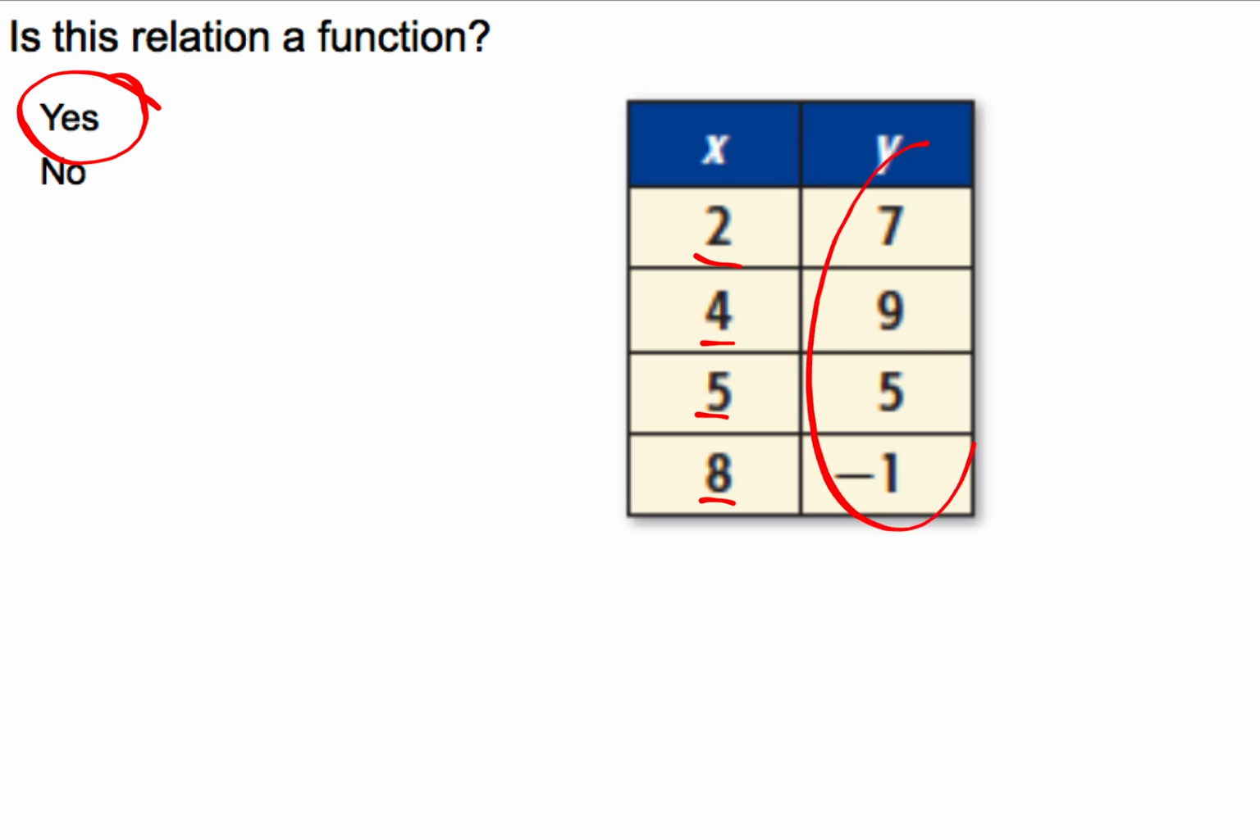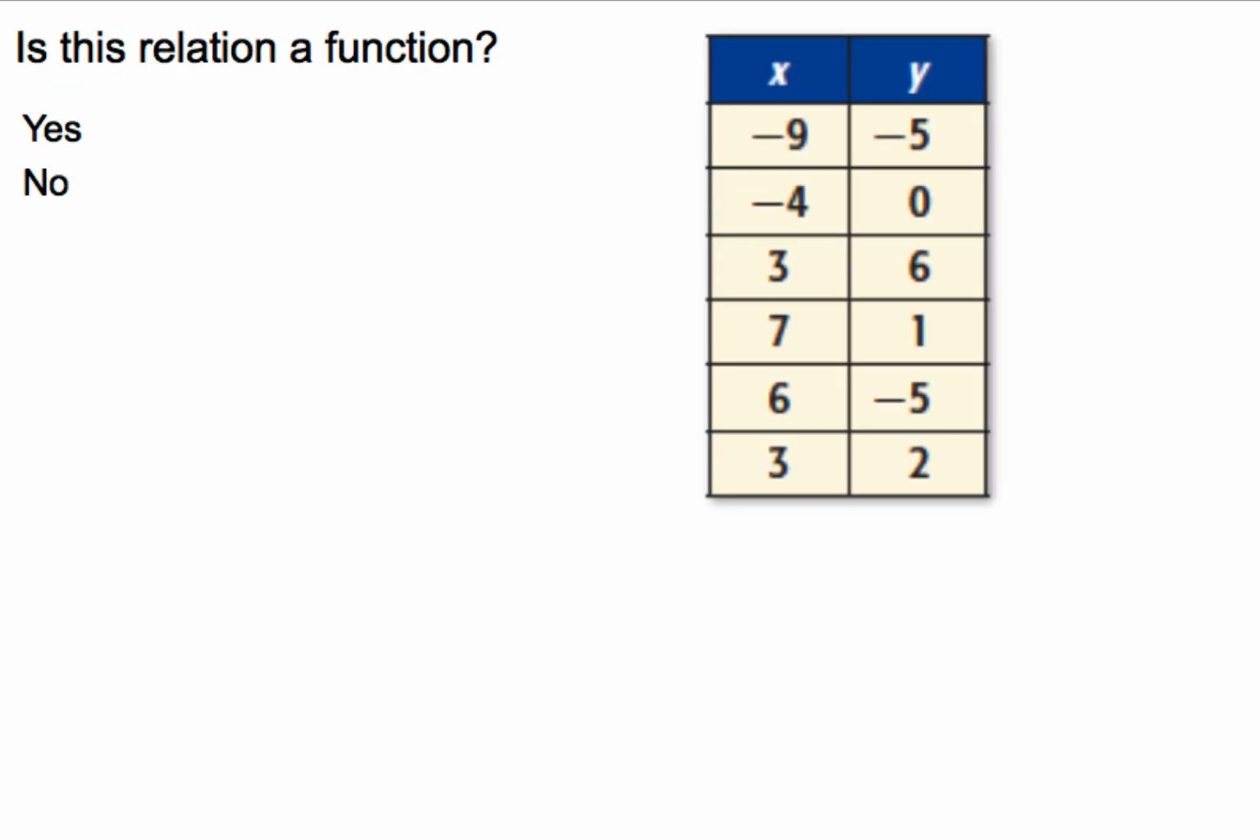Notice I haven't even paid attention to the y's. They really don't matter too much. It's about the inputs. How many places can the inputs go? Is this relation a function? Well, take a look at the x's. -9, -4, 3, 7, 6, and 3. The 3 happens more than once. One of them goes with 6, one of them goes with 2. So since 3 has 2 places it can go, this is not a function.